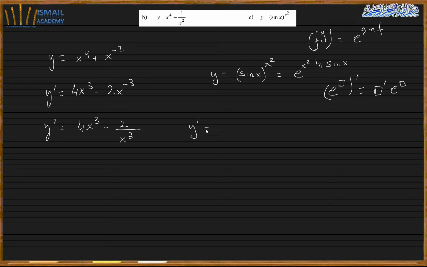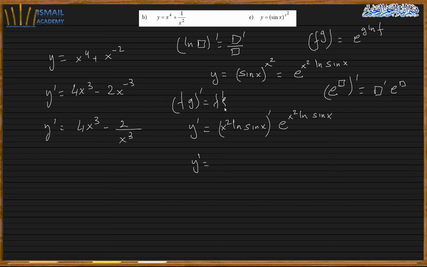So we have here y prime will be x squared ln of sine x prime times e to the x squared ln of sine x, which I will write in this form again. Now here I'm going to use product rule. So we know that the derivative of ln of something is the derivative of that thing over the same thing. So here we have y prime. This is product rule, so we already know how to deal with product rule. If you want me, I can put it here. It is f prime g plus f g prime. So this is my f, this is my g.